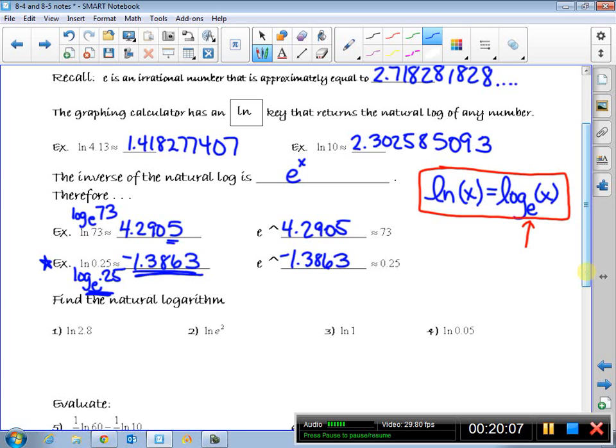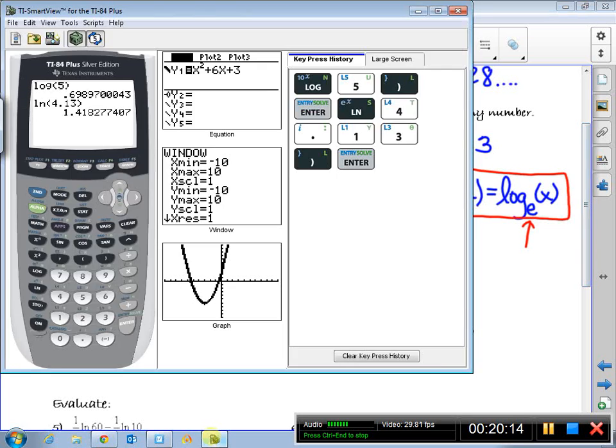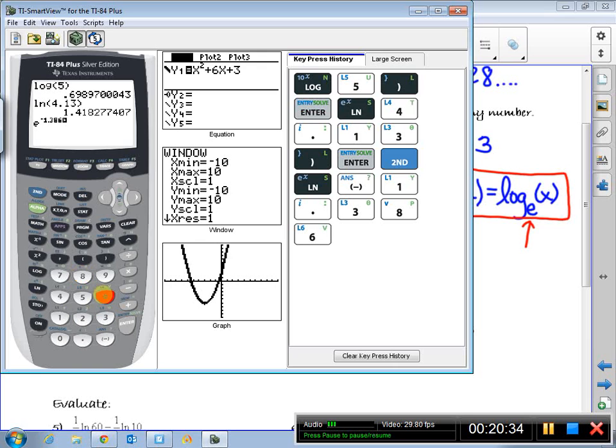Should be approximately 0.25. Let's go try that one. E to the... And we've done this before. Notice to get e to the second ln, again hitting that second button, in a way, it shows us that we're using an inverse. Negative 1.3863. And we get our 0.25 back, a little rounded.